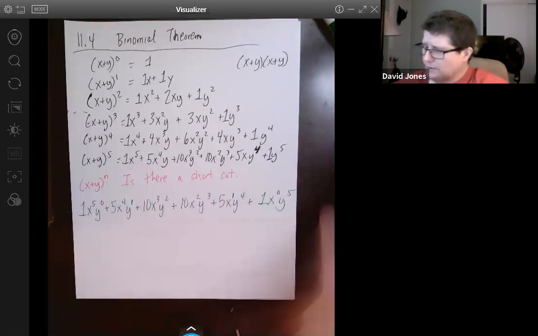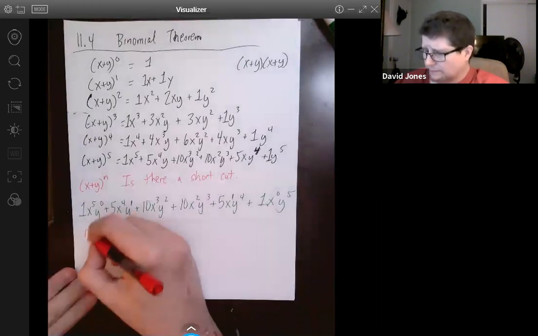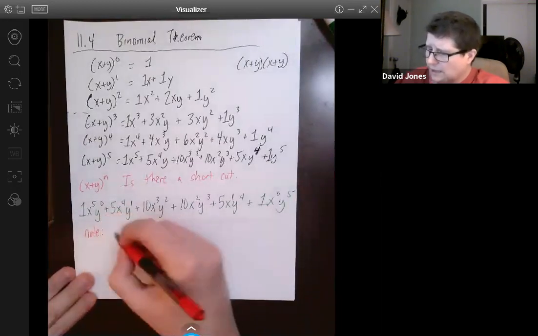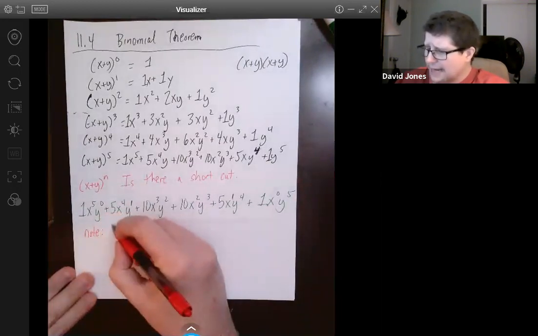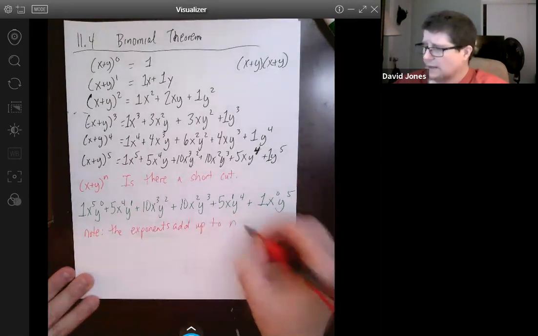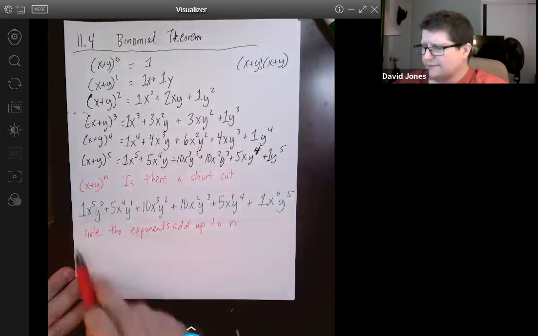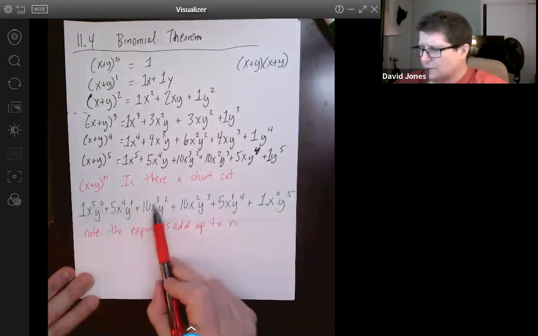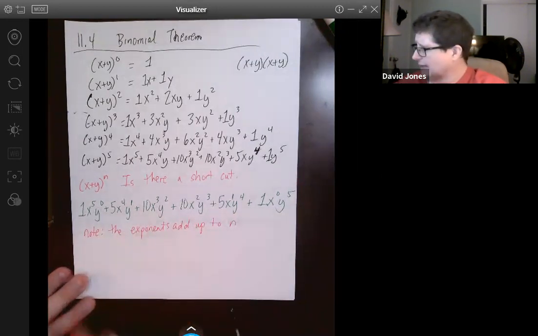Couple things to note. The exponents add up to n. Five plus 0 is 5. 4 plus 1 is 5. 3 plus 2 is 5. Like that.